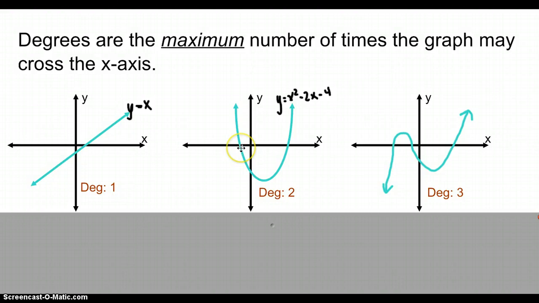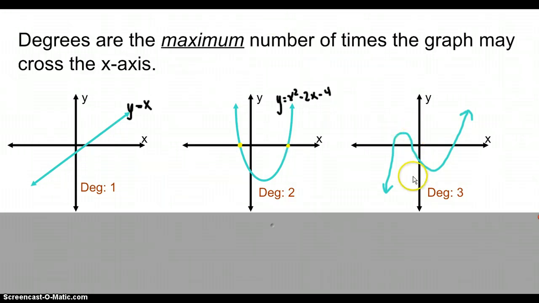Here we have a parabola, so we've got a quadratic equation. It has a degree of 2. The largest power in the polynomial is 2, so that is why it's a degree 2. And we have a possibility of crossing the x-axis in two places, right here and right here. So those would be the solutions and/or roots.